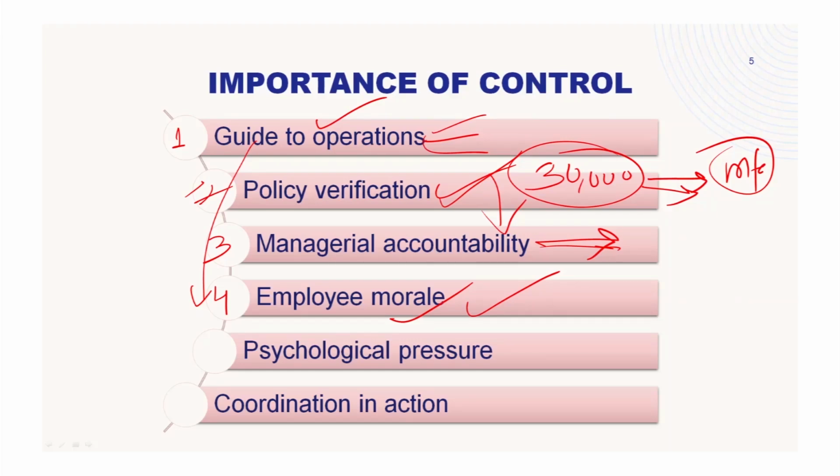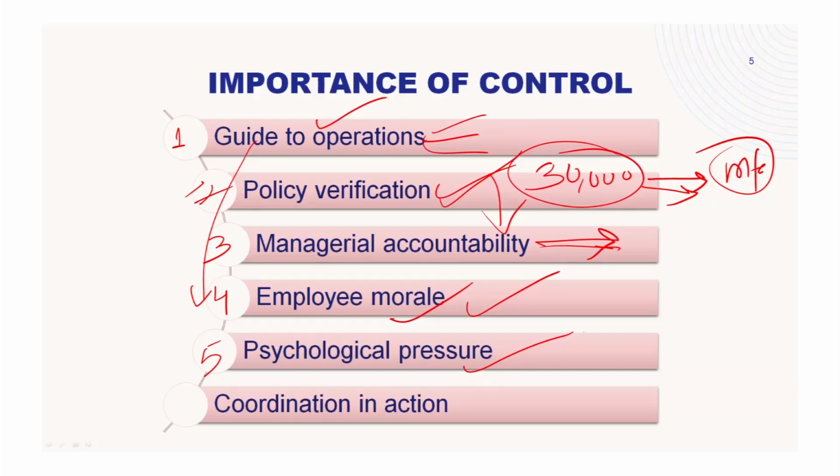Next is the psychological pressure. It is human nature that we tend to complete activities at the very last moment. But in the organization, this will not work. You have to be very attentive and punctual towards completing all the activities. So, controlling sometimes acts as a motivator, and it creates a psychological pressure in the minds of the employees so that they can meet the standards.